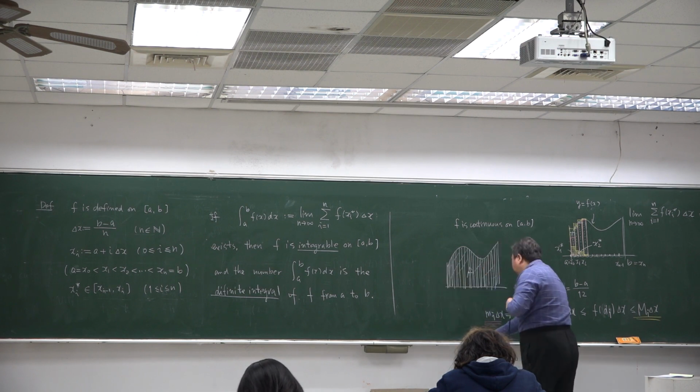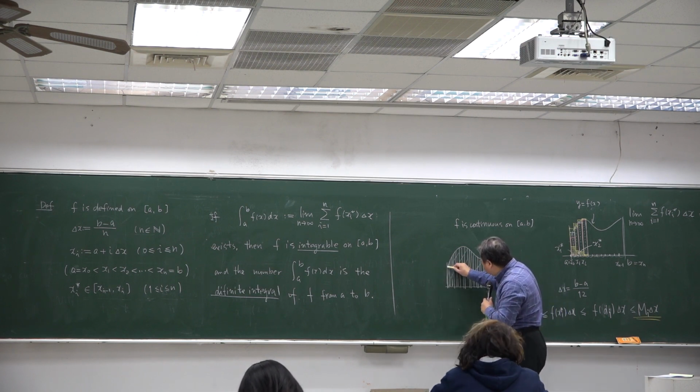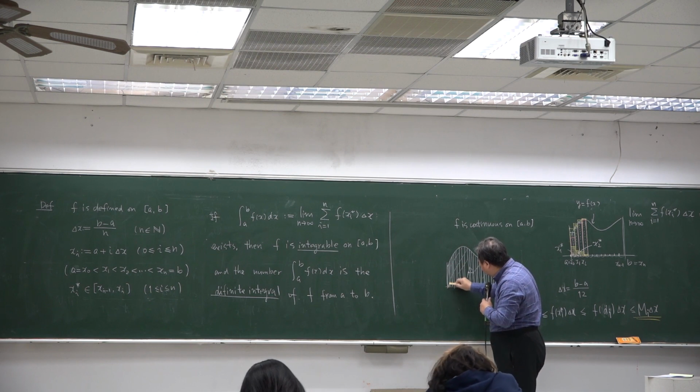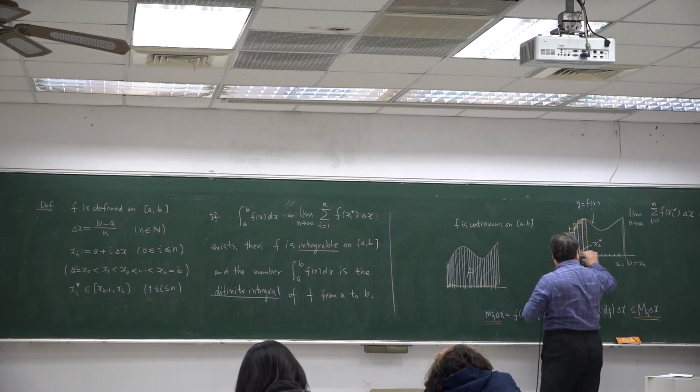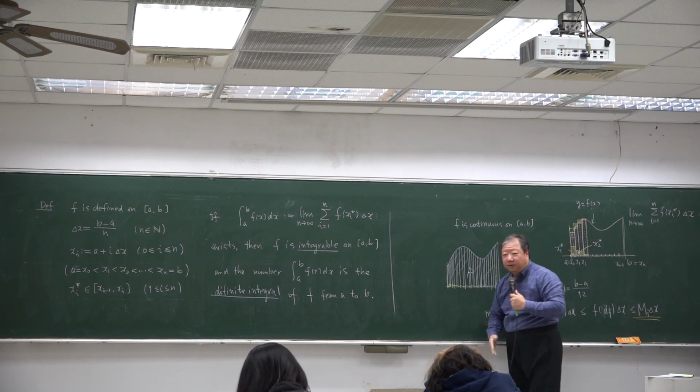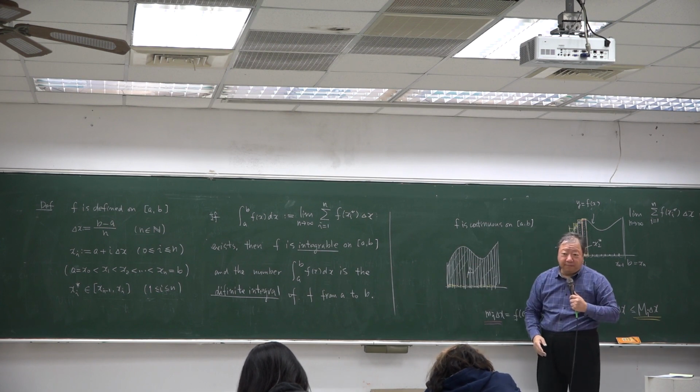You can see the highest and the lowest, the highest and lowest. So finally, if n goes to infinity, then this part will decrease to 0.